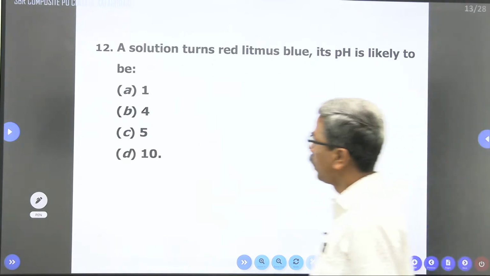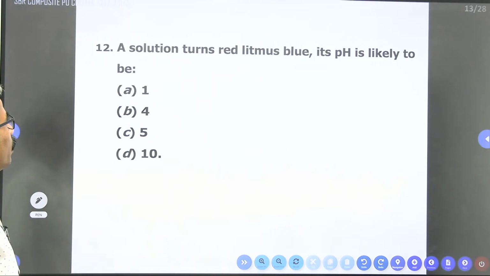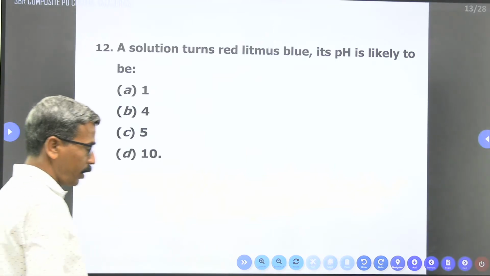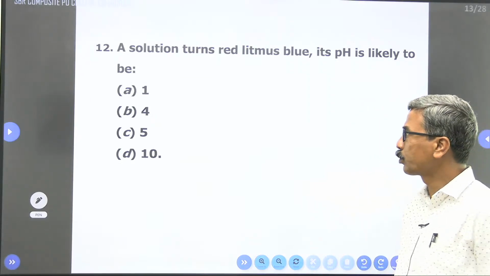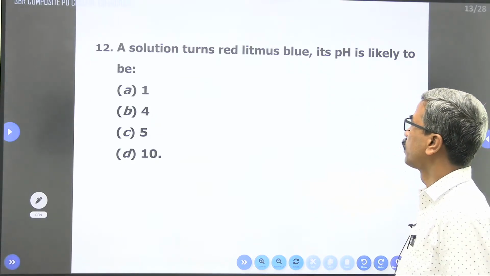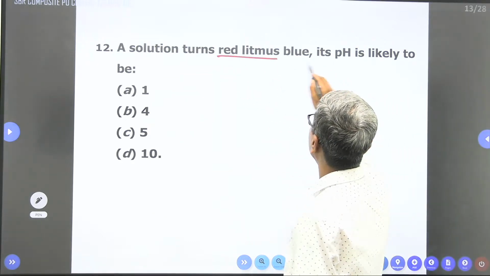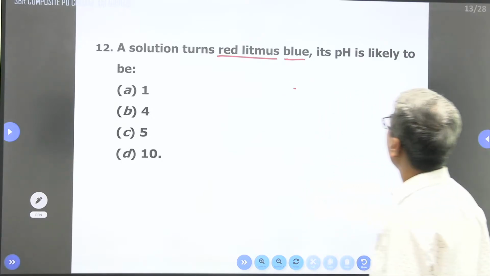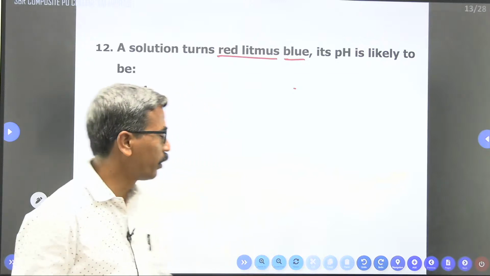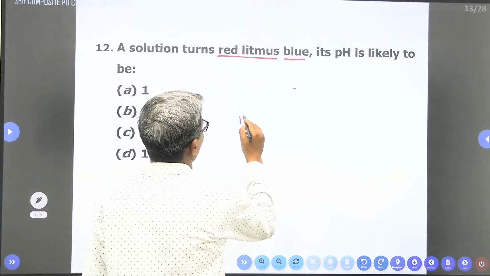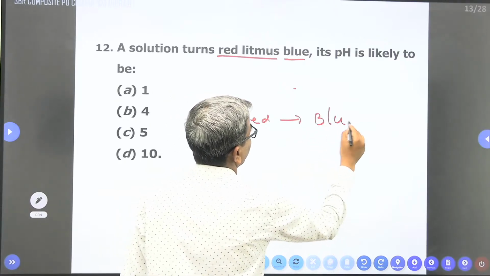Question number 12. What is the statement of this question? I think we have already discussed this type of question today, in the previous questions. A solution turns red litmus to blue. Its pH is likely to be... Now they are saying they have a solution that turns red litmus to blue. So we already had a discussion.